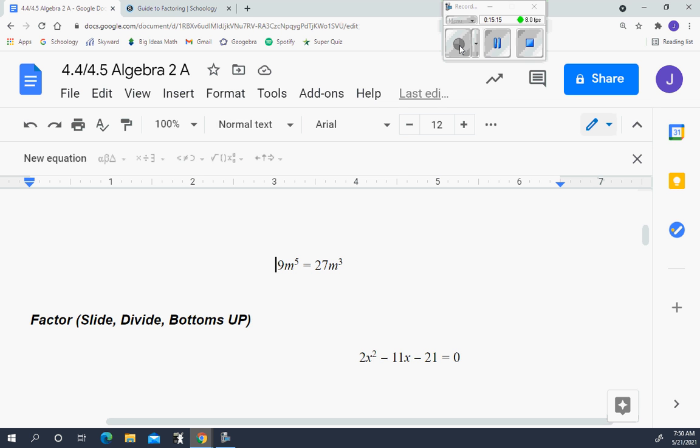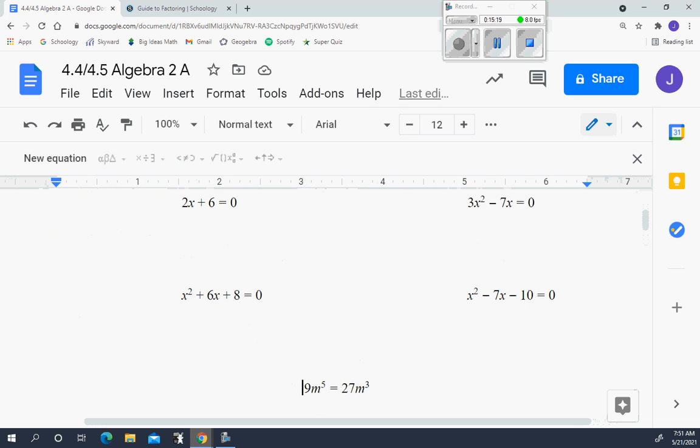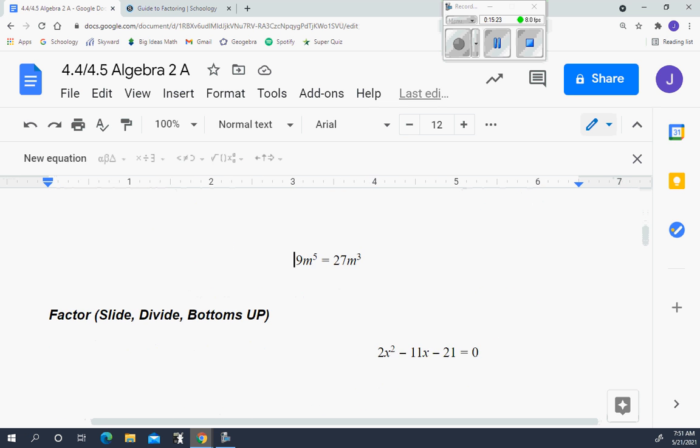Next one, 9m to the 5th equals 27m to the 3rd. What's different with this one than the rest of these up top? It's not equal to 0. So I'm going to make it equal to 0. Here's what I'm going to do. I'm going to take this 27m and I'm just going to move it over here. So I'm going to get 9m to the 5th minus 27m to the 3rd equals 0.